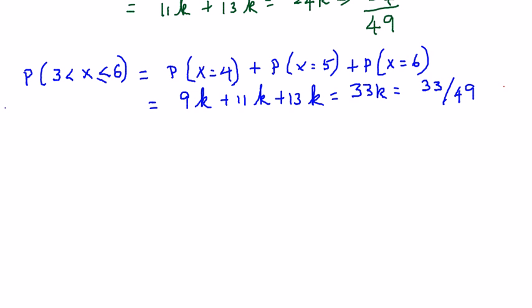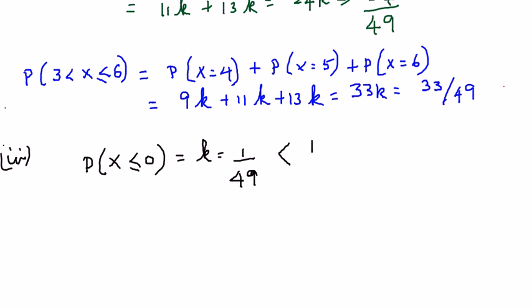So for the third part, the value of P(X less than or equal to x) should be, beg your pardon, greater than half, right? Let's take the first value. For example, P(X less than or equal to 0). The value of that is k, and k is 1 by 49. And 1 by 49 is obviously less than 1 by 2, so it is not that.